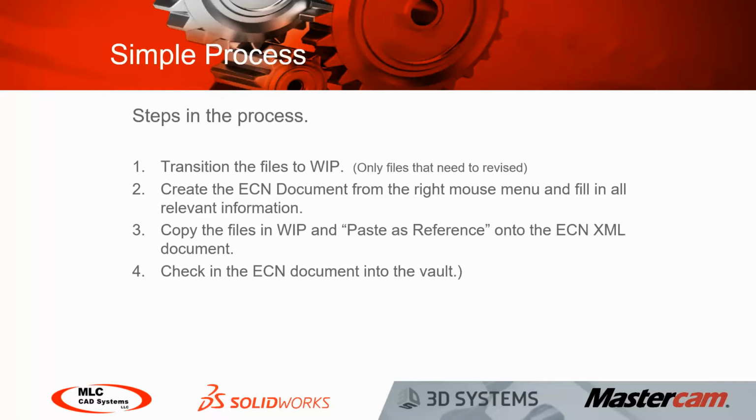The next step is to create your ECN document using the right mouse menu. And this is actually using a template that's built into my PDM vault. Next thing that I do is I simply copy the files that I've moved to the WIP stage and paste them as a reference on top of the ECN document. Finally, I check the ECN document into the vault, and this creates a link between all the relevant files that are going to go through the ECN approval process. Let's go ahead and take a look at this.